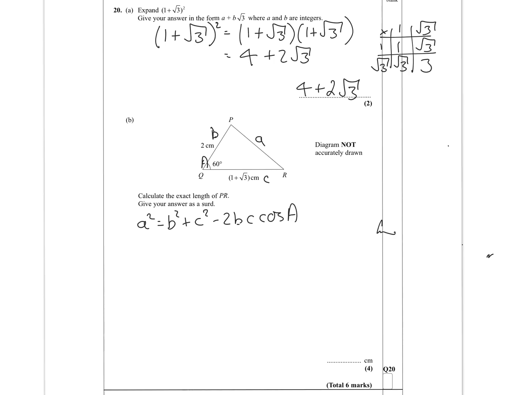So let's just keep going with A squared. It's B squared, so that's 2 squared plus (1 plus root 3) squared. Oh, that's useful, that's giving us something we can use from the previous part. Minus 2 times B, which is 2, times C, which is 1 plus root 3, times the cosine of A. Well, that's cos of 60.